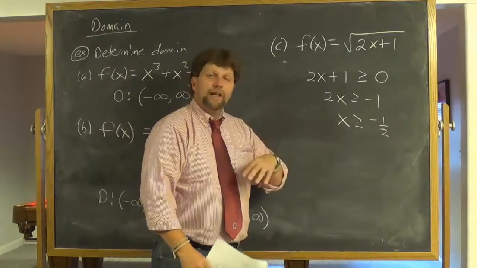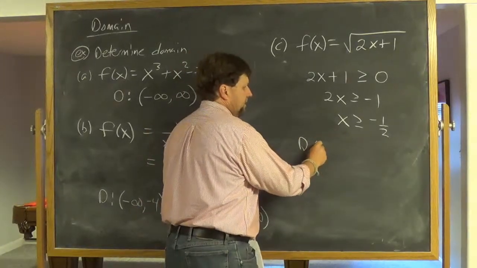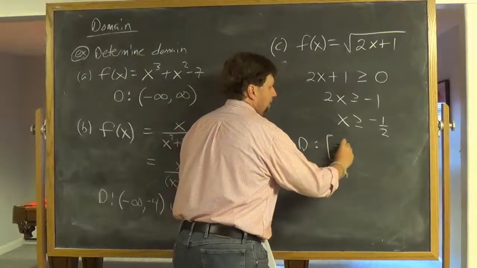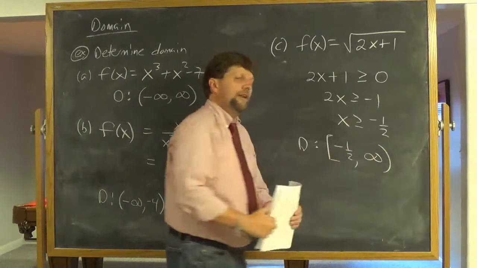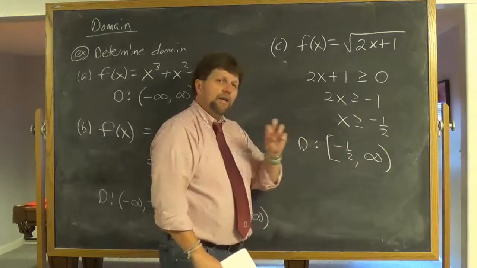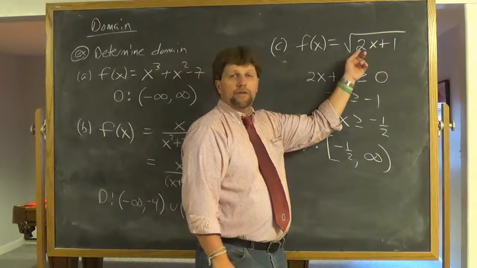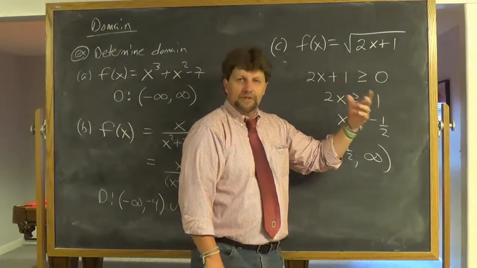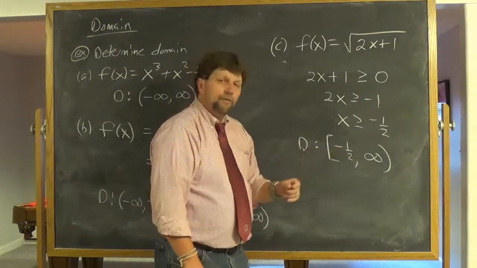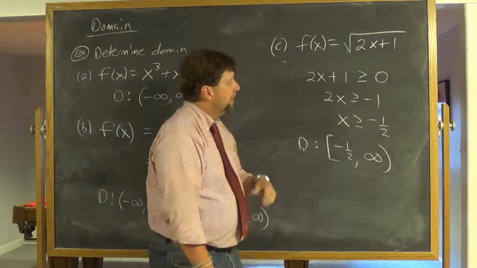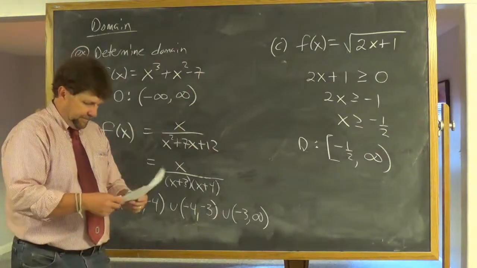But if I need to write it in interval notation, the domain is everything from -1/2 to infinity. x is greater than or equal to -1/2, because I'm allowed to pick -1/2. -1/2 would put a 0 under the square root, and we know the square root of 0 is 0. That's why I have a square bracket here. -1/2 is included. So you're going to do a lot of problems like this, determining domains for functions.